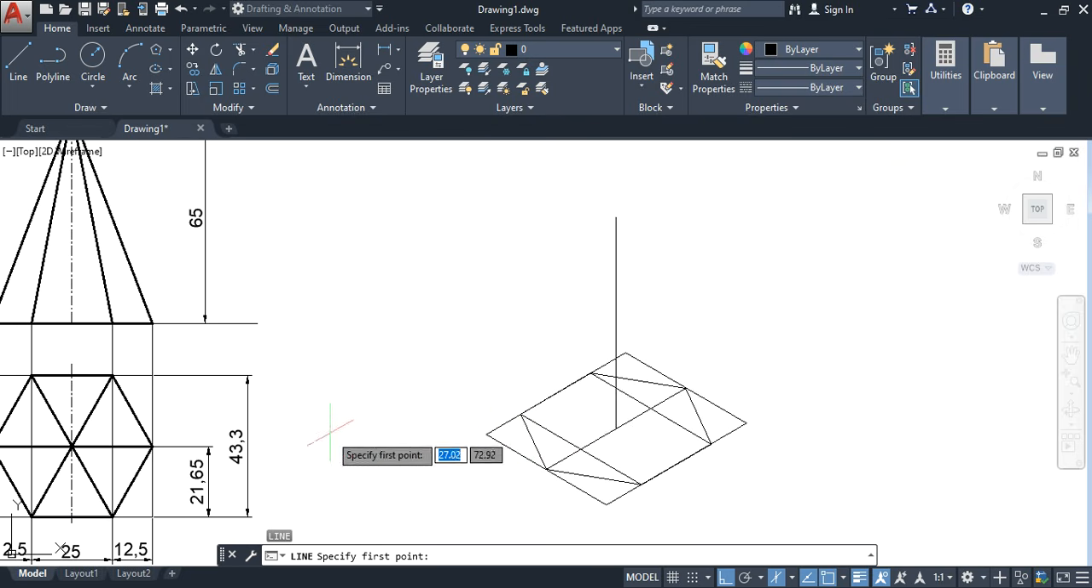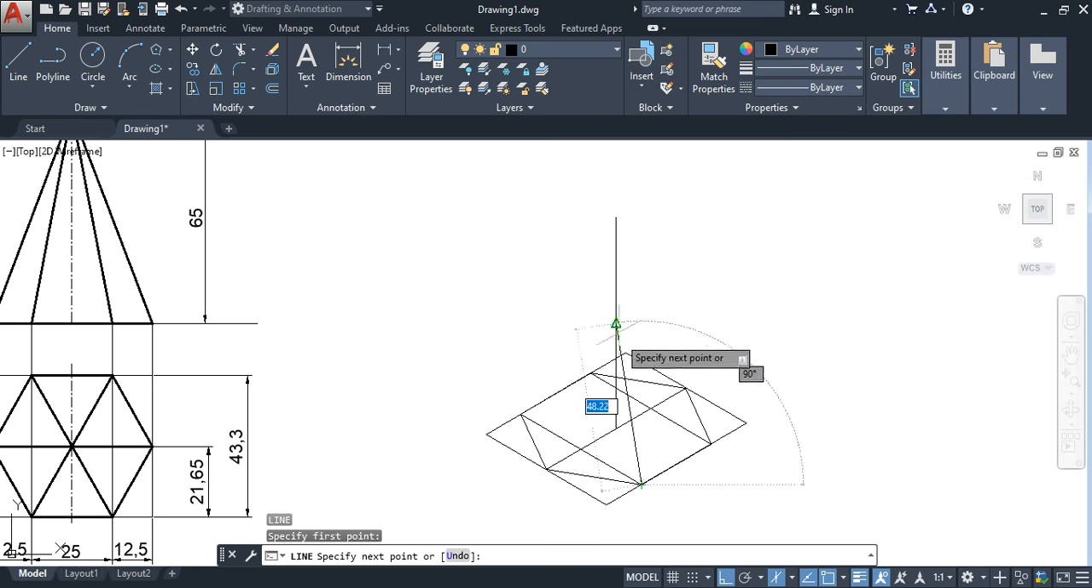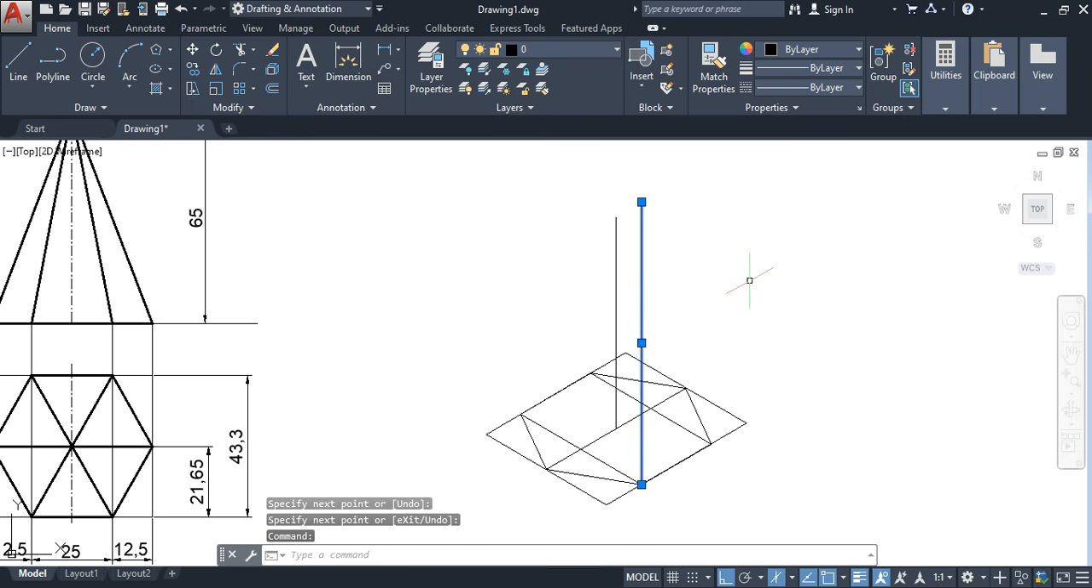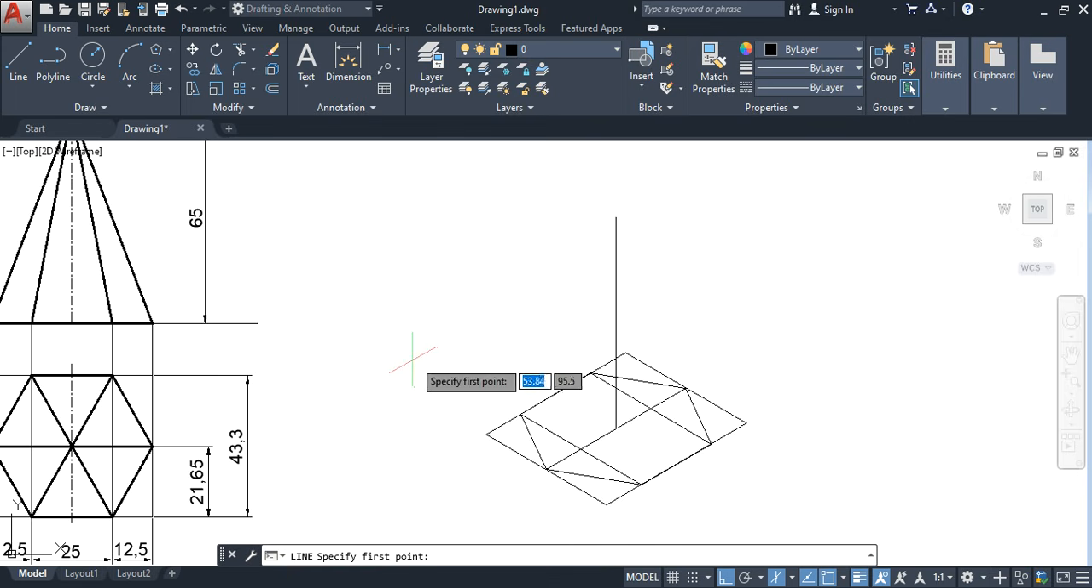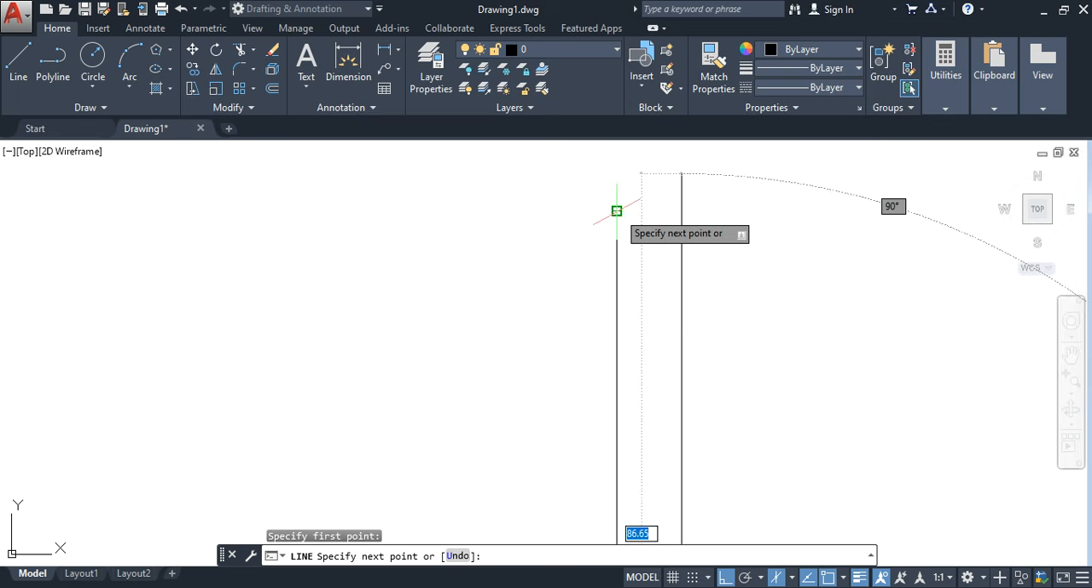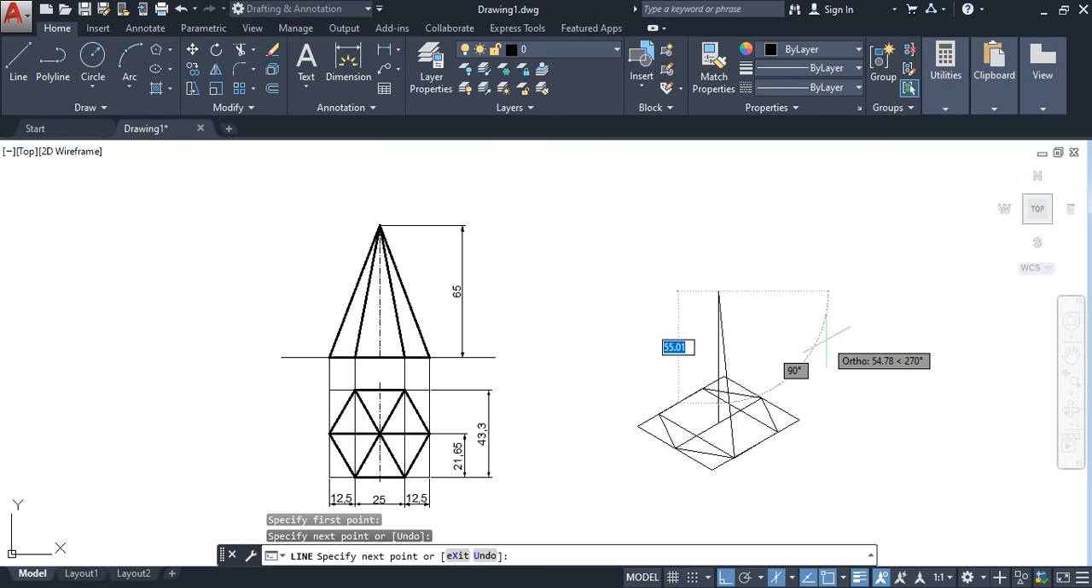After that you have to join the end points of the hexagon to this axis. Sorry, not a vertical line here. From all these corner points of the hexagon, you have to join to the axis.